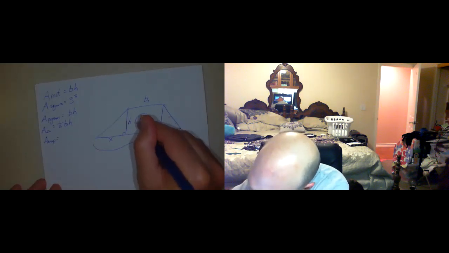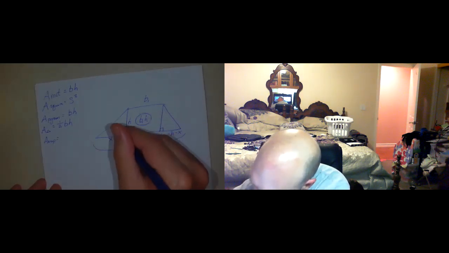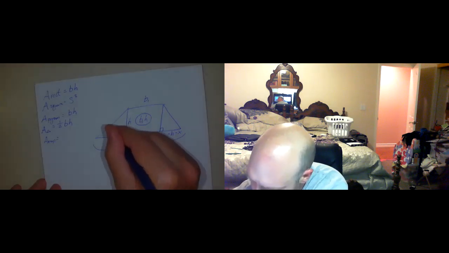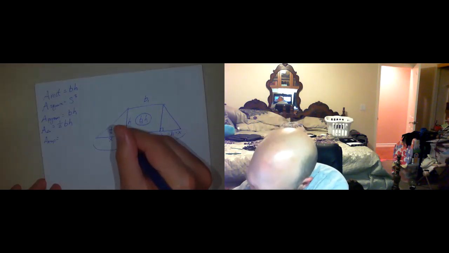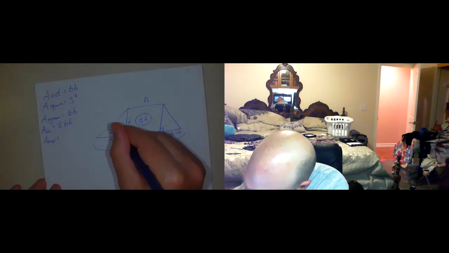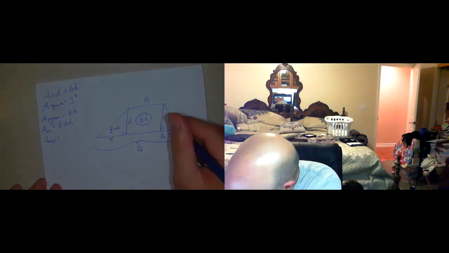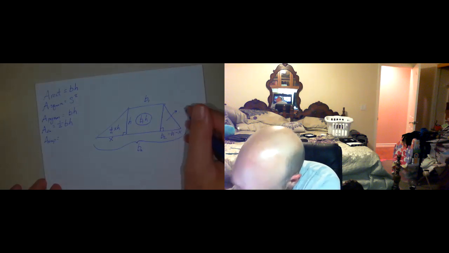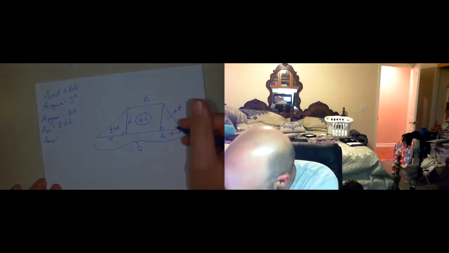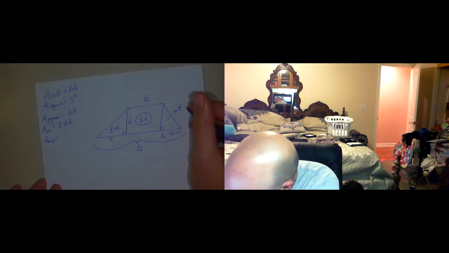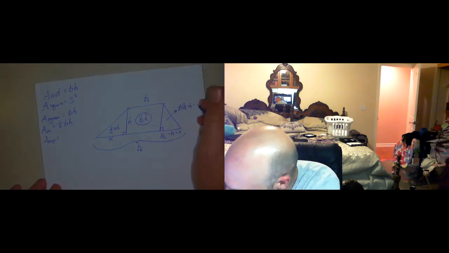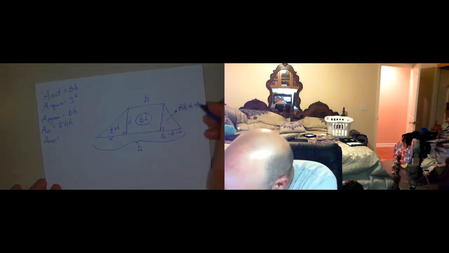So the area of the rectangle we said was base 1 times height. The area of this triangle is 1/2 of x times h. And the area of this guy is a little bit complicated. It is 1/2 the base of this one, which is that whole convoluted thing, b2 minus b1 minus x, all times its height, which is the same as the other height, which is h.